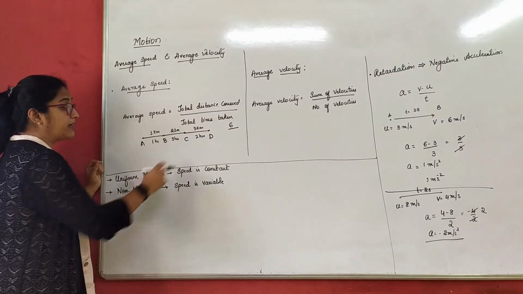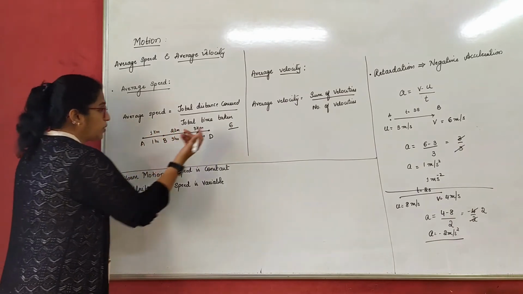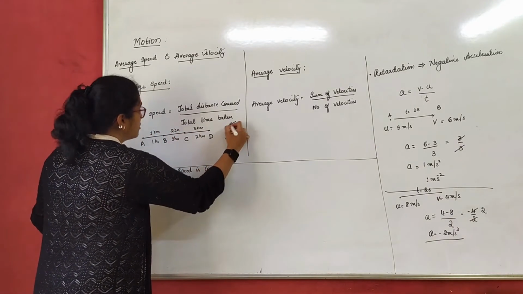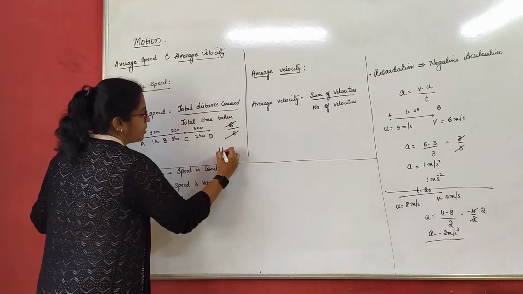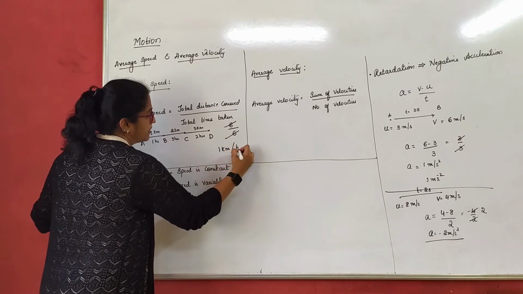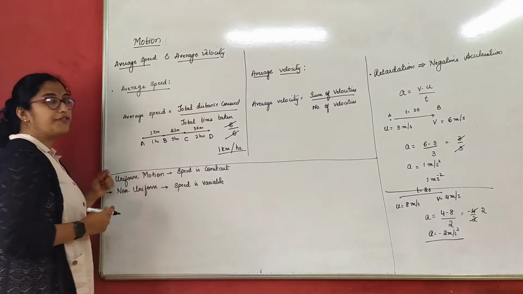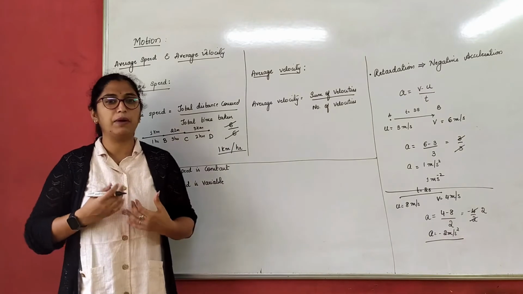What is total time taken? 3, 4, 5, 6. Okay, it came to 6 only. So average speed mine is 1 kilometer per hour. I have taken it in terms of kilometer an hour, just an example to give you.